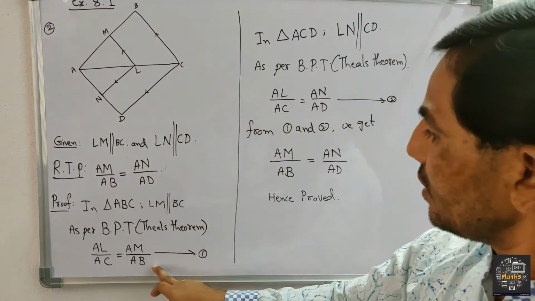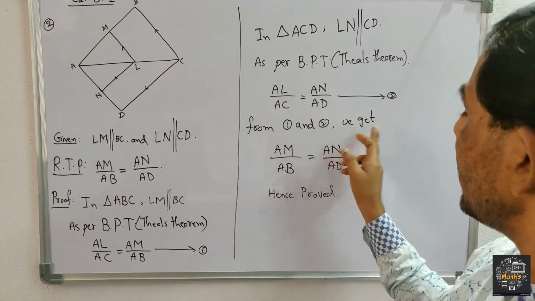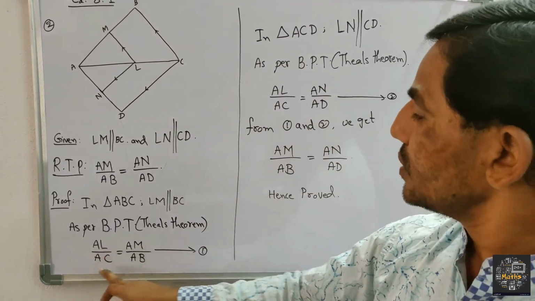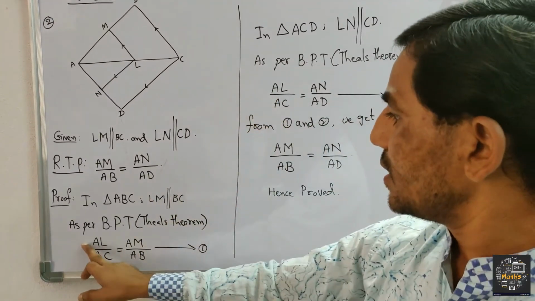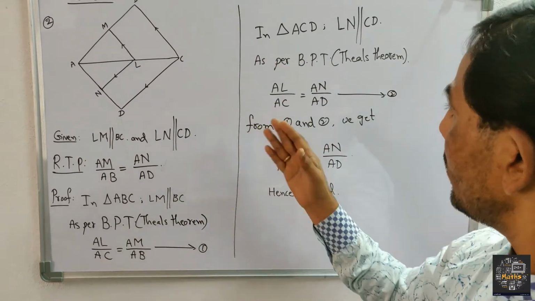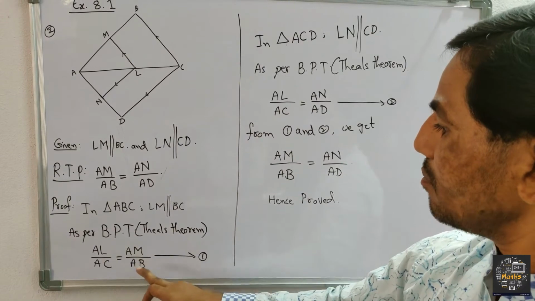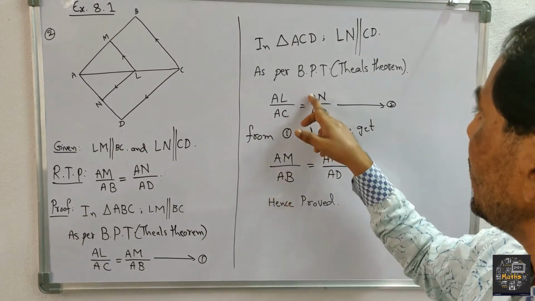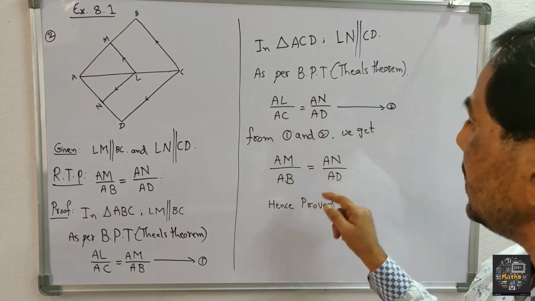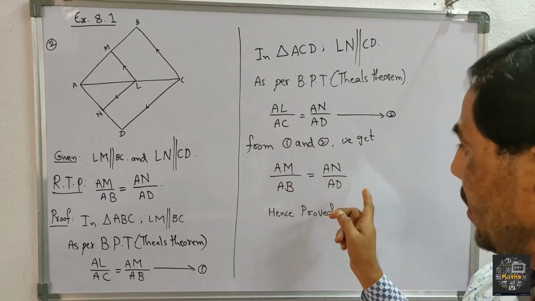So from the first equation and the second equation, we are getting the LHS values equal: AL by AC, here also AL by AC. So taking the right side values, the RHS values, AM by AB is equal to AN by AD. This is the required result. So hence proved.